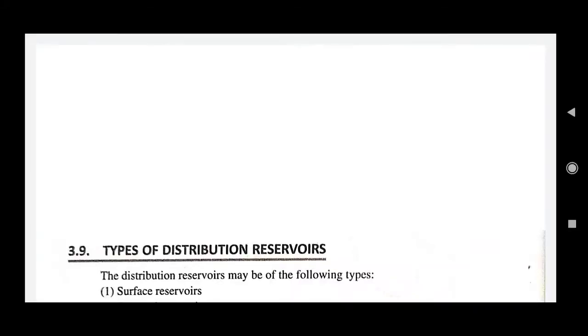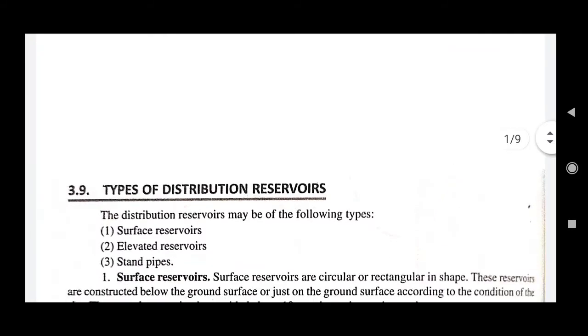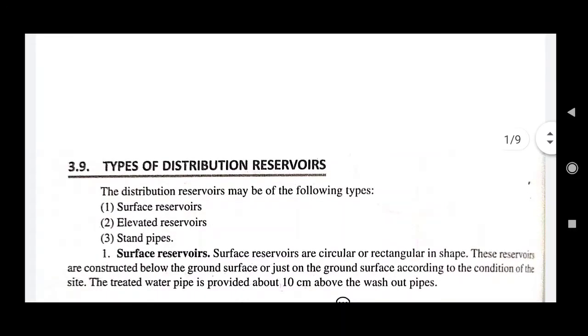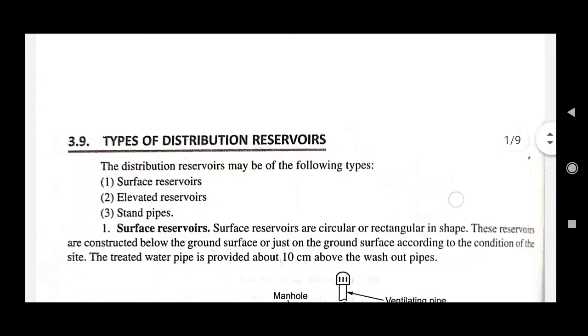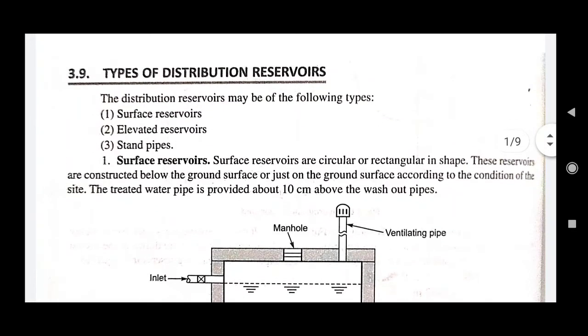Hello, dear students. Today we are going to discuss another topic on the distribution reservoir. We have been studying distribution reservoirs for some time now. We have to understand the types of distribution reservoir that are used in the water supply scheme. There are basically three types.